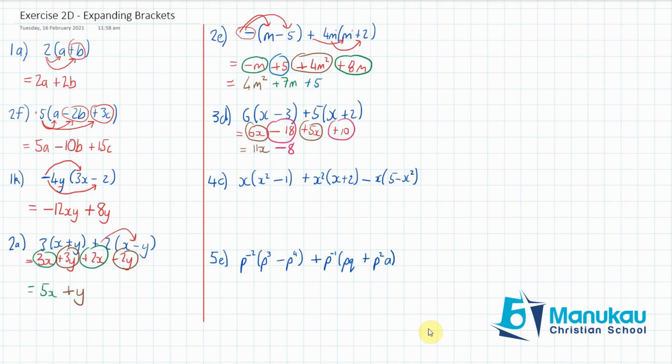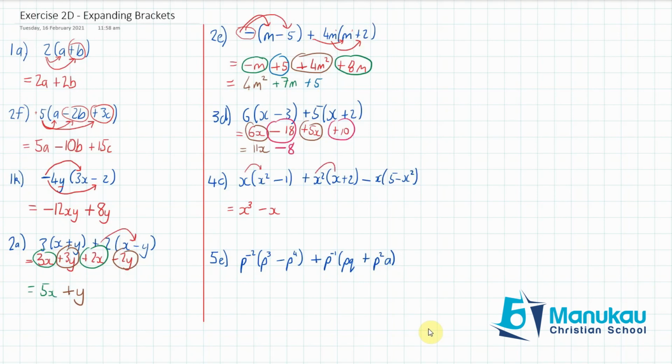Now, the next one, a little bit more tricky. We're going to use our index rules here. x times x squared. We add the indices because the base is the same, so it's going to be x cubed. Then x times minus 1 is minus x. Let's go to the second bracket now.